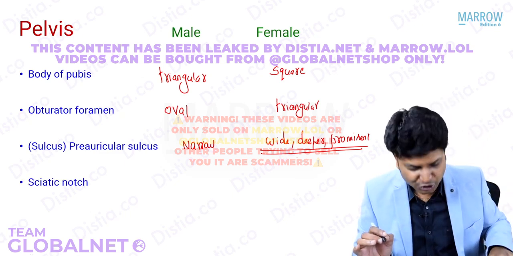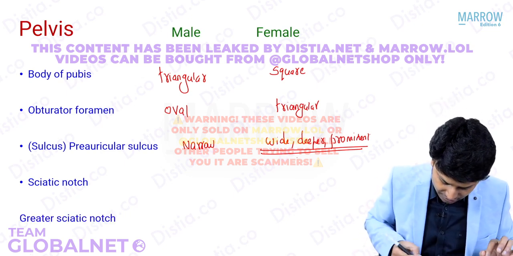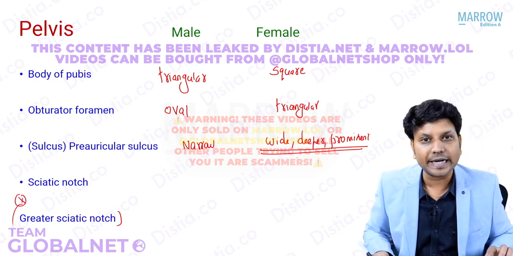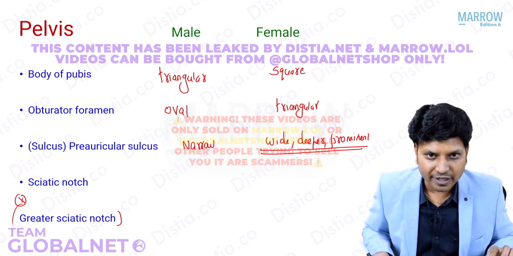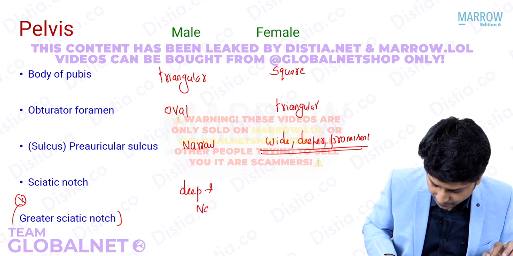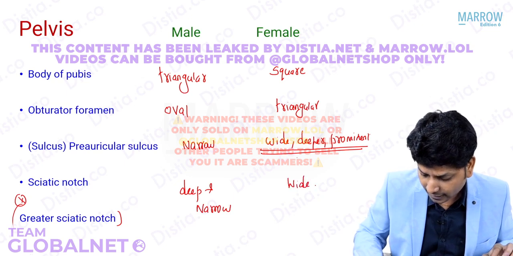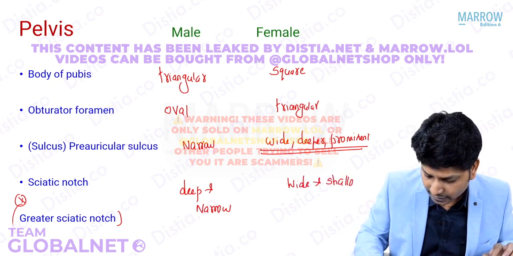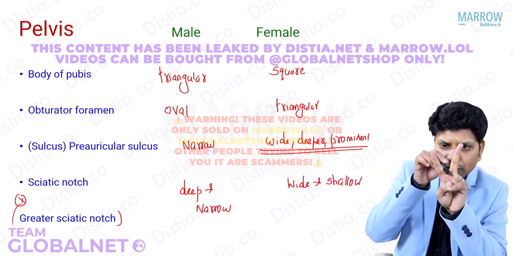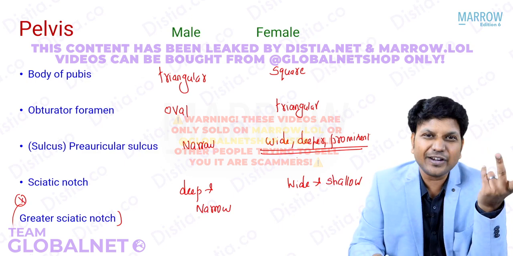And the last one is sciatic notch. Right? We can see the greater sciatic notch. This is the most important criteria. In case of males, the greater sciatic notch is deep and narrow, whereas in females, it is wide and shallow. Right? So this is one of the most important criteria. In males, it is like this, it is deep and narrow. In females, it is like this, wide and shallow. Okay? So that's an easy way to remember.